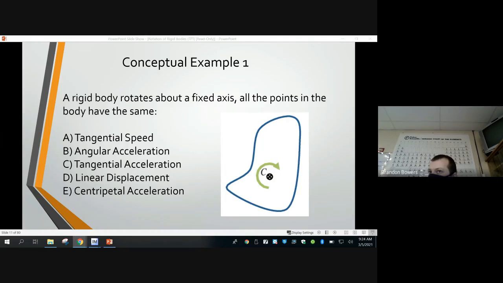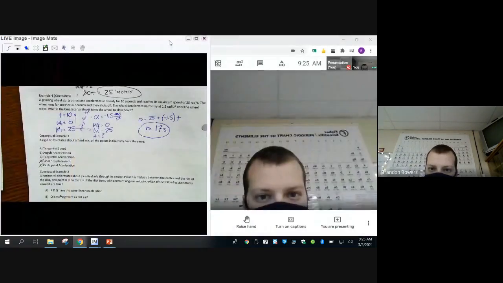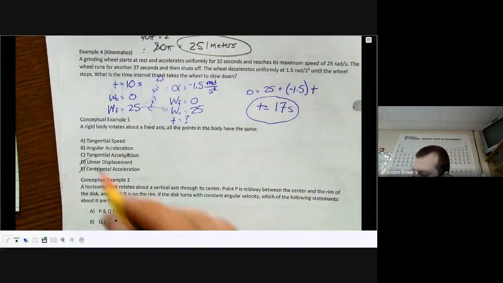The way that I took it down is because I knew it was one of the accelerations because there's 3 of them. That's obvious. And then centripetal needs radius, but since it's rigid, you can't use radius, right? Let's get rid of B. Let's get rid of D. D's linear. We don't really worry about linear. A, tangential speed. Okay? Let's get rid of the speed.